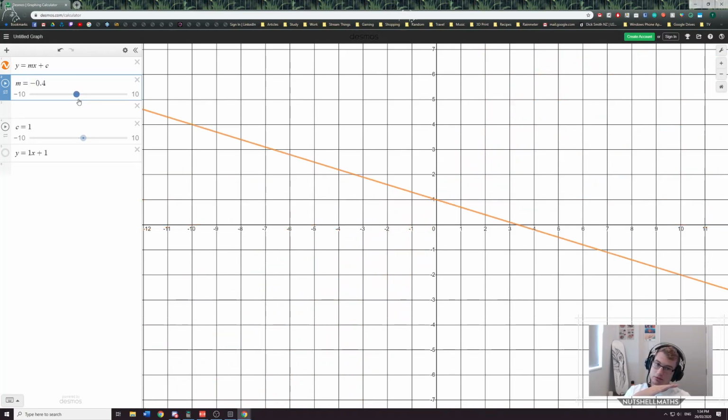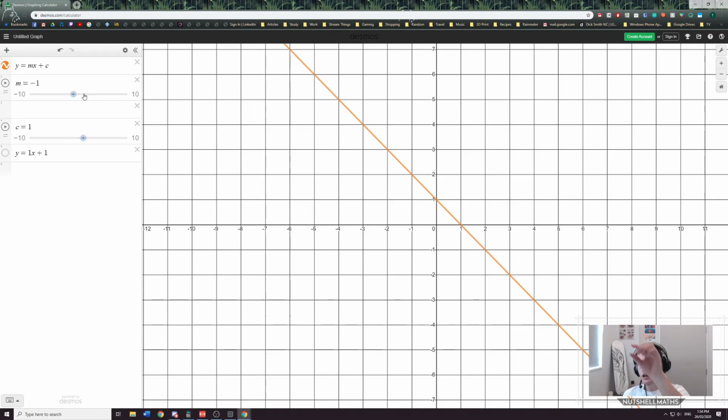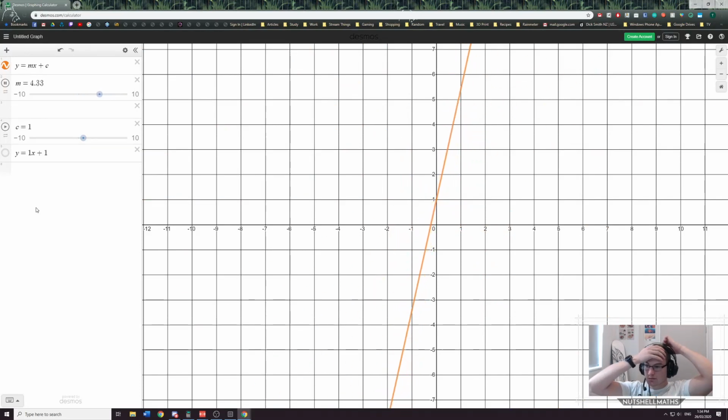Until at one point, poof, it rotates all the way around, and that's when we've got a negative gradient. So a negative gradient is a line falling down. A positive gradient is a line going up. And going between the two is that motion. And let's put it on. And it goes like this. Making sense? Is your mind blowing?